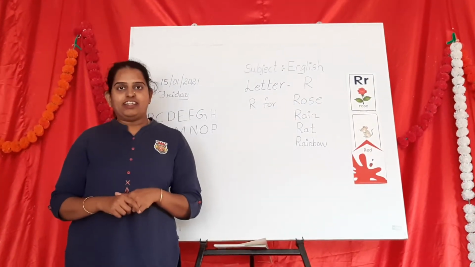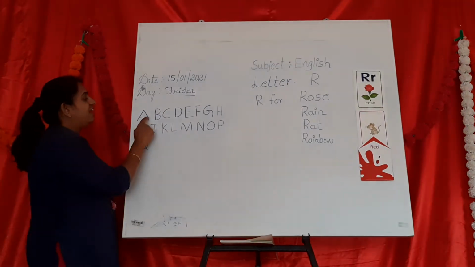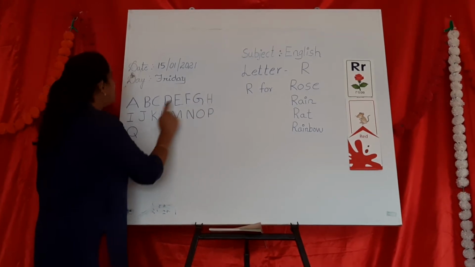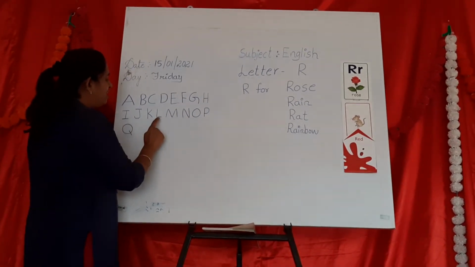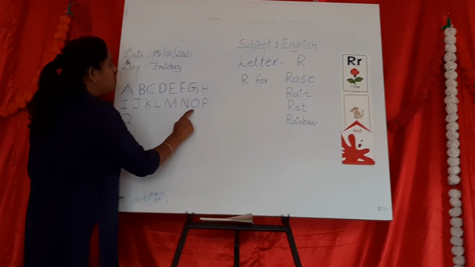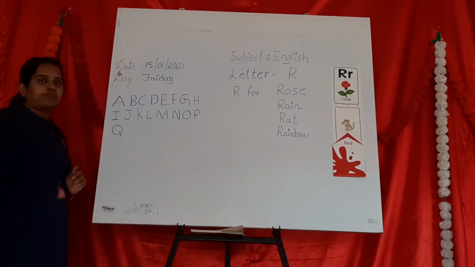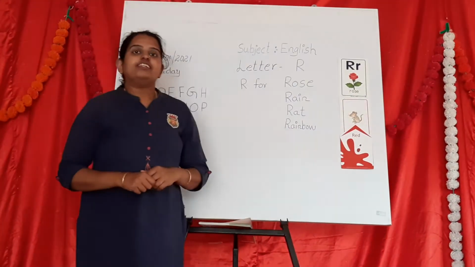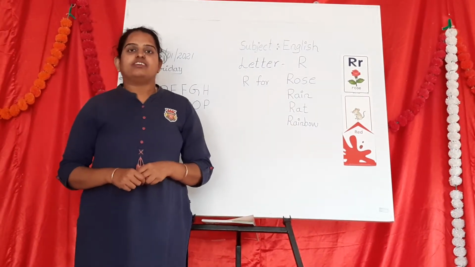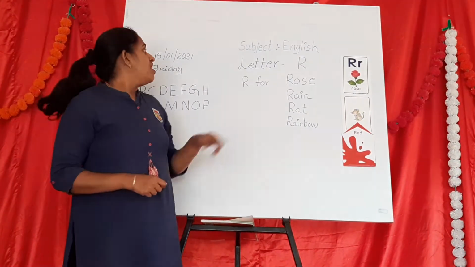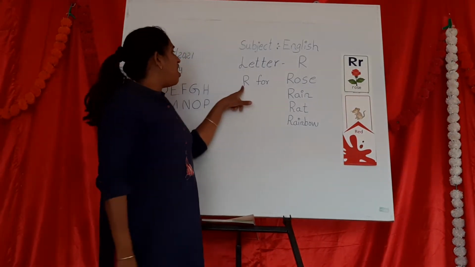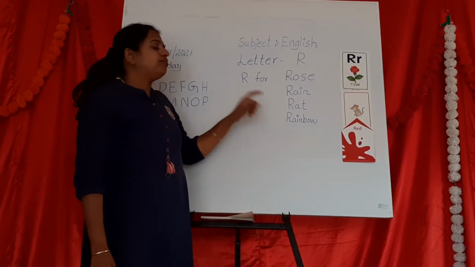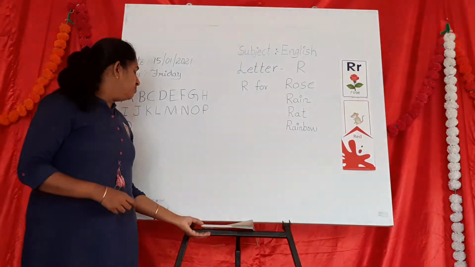Children, we already learned capital letters A, B, C, D, E, F, G, H, I, J, K, L, M, N, O, P, Q. Today, we are going to learn letter R. Letter R. R sound R. R for rose. R for rain. R for rat. R for rainbow. Children, now we will go through your book.